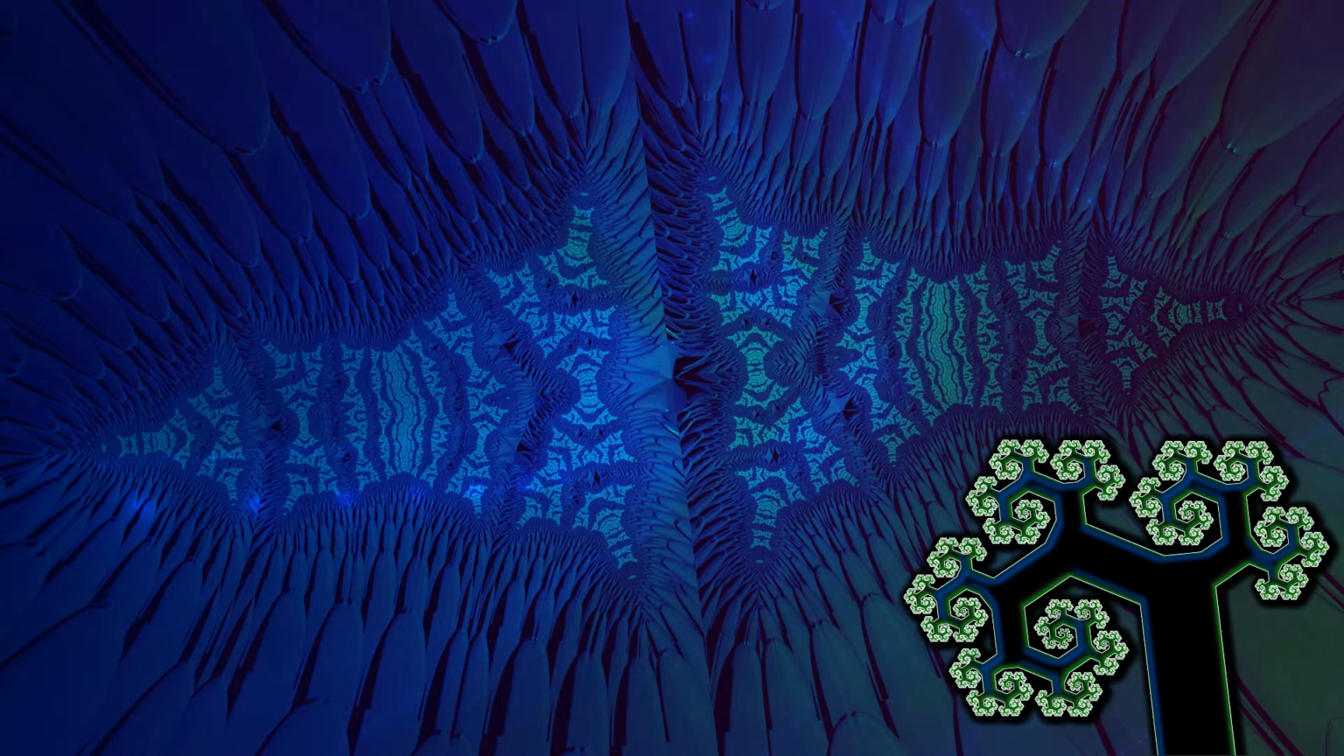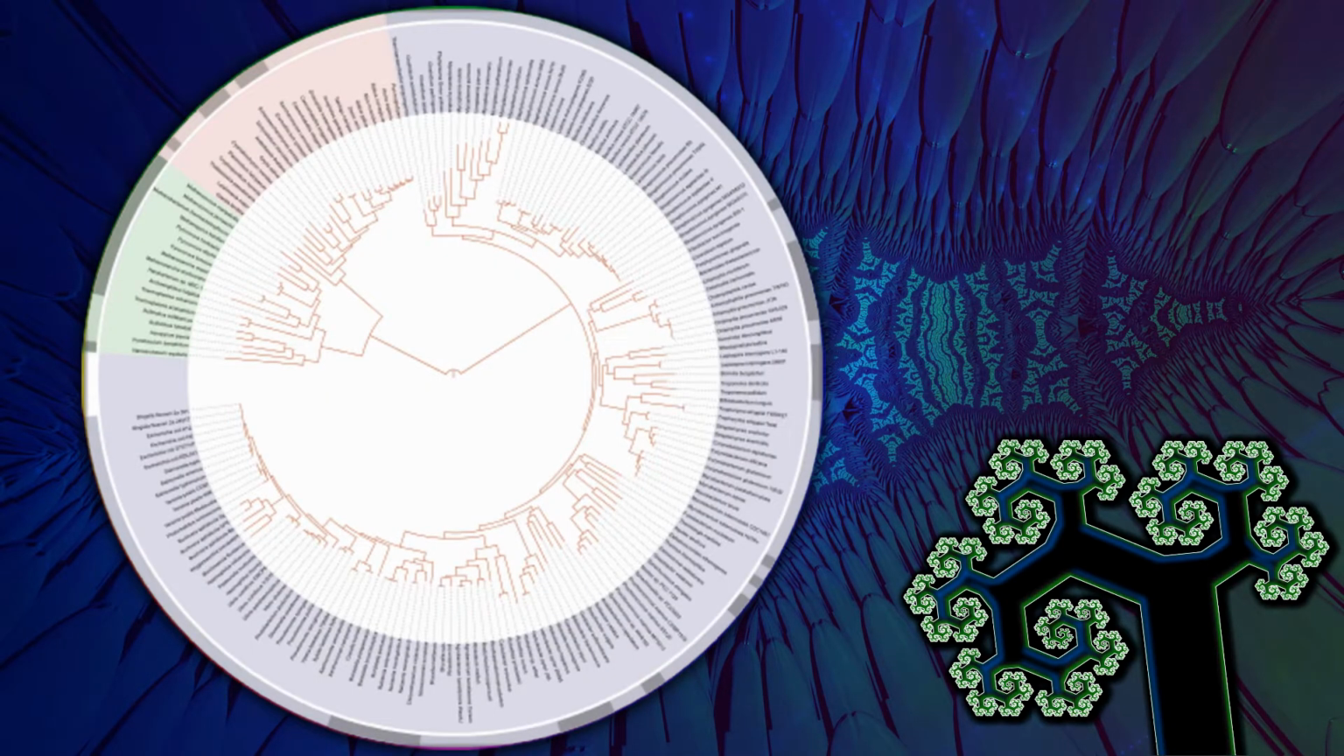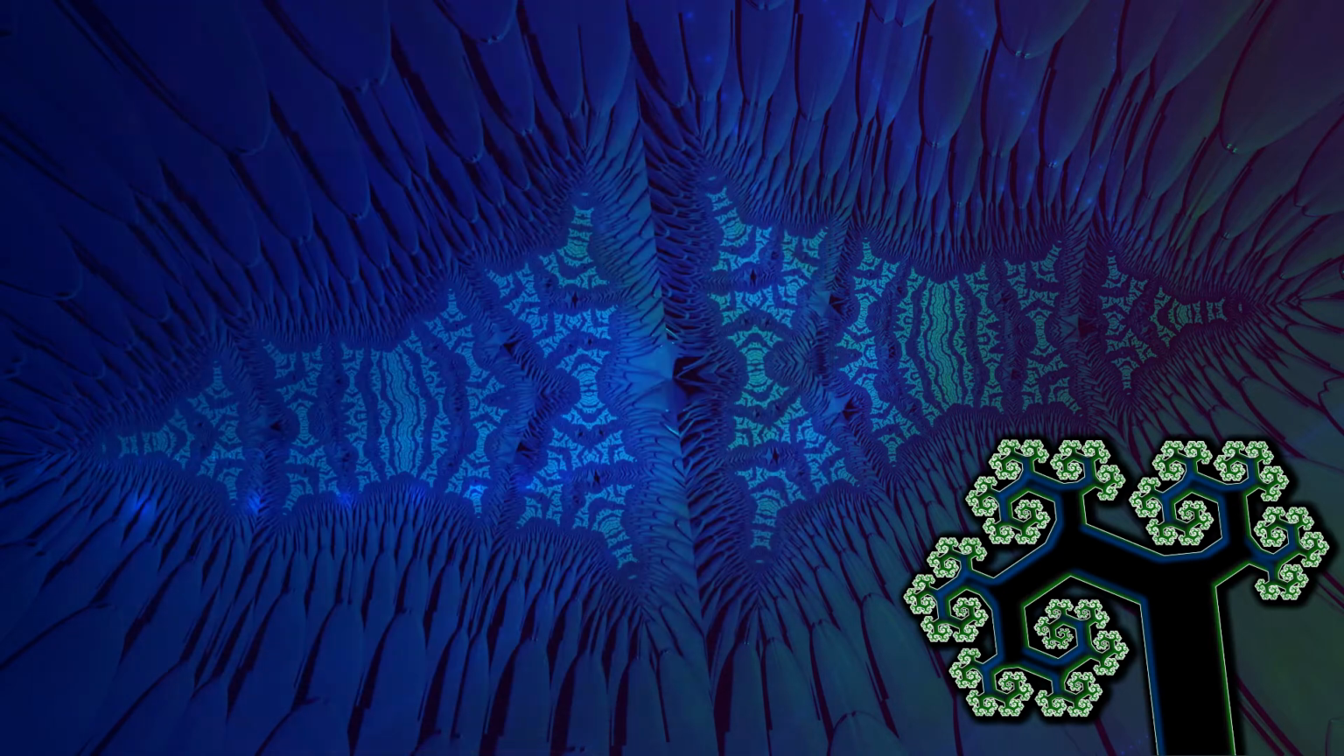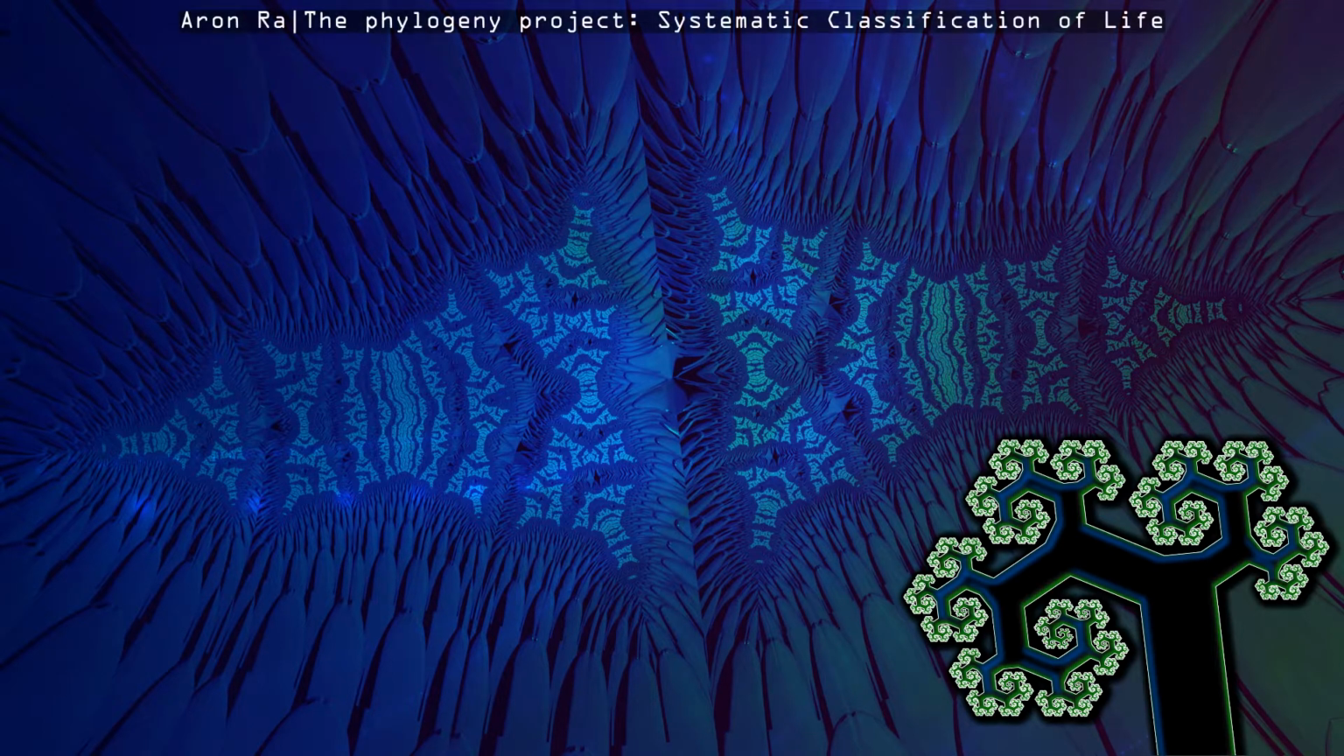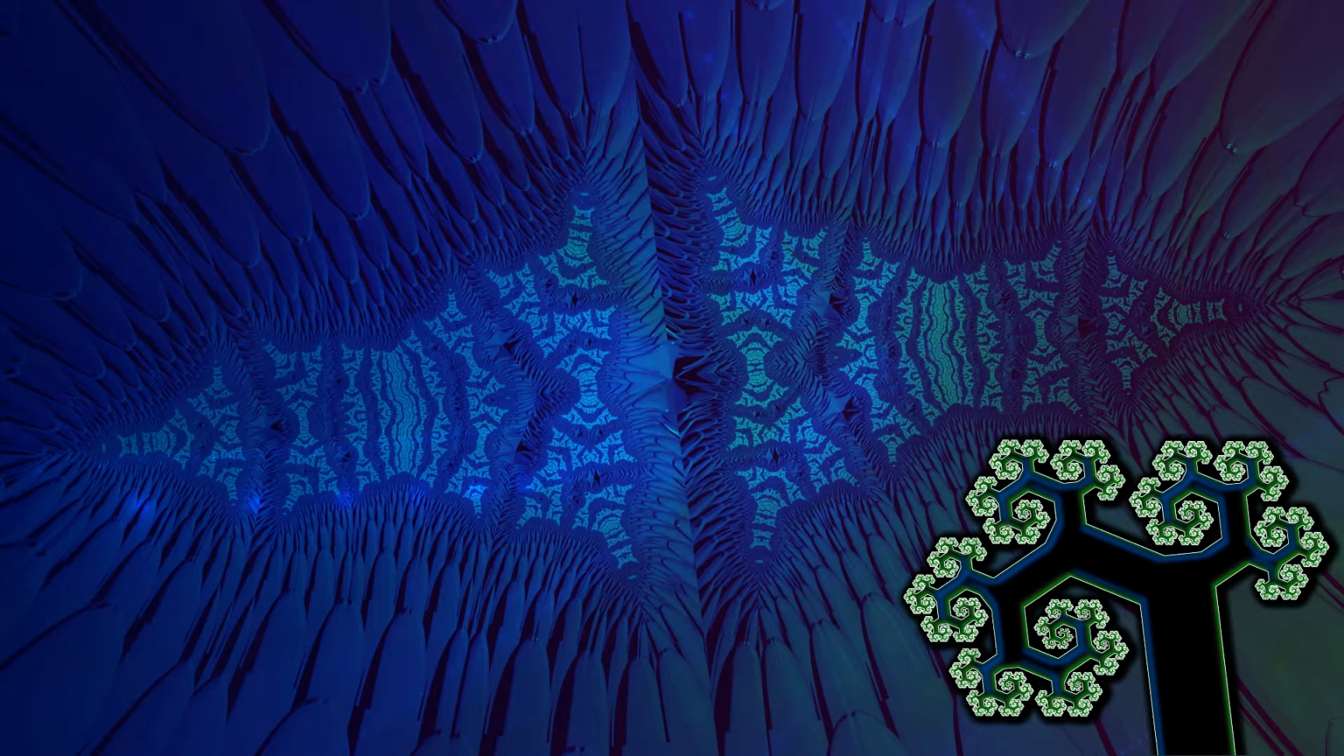Speaking of trees, when you do this for every known organism and trace which species are part of which subsets, what you'll end up with is the phylogenetic tree. If you're curious about how this works in a little bit more detail, Aron Ra on YouTube has a very informative series of videos on phylogeny and the Phylogeny project, which is a project that attempts to map every species on the planet. And as you might be able to see, the phylogenetic tree has some self-similarity as well.